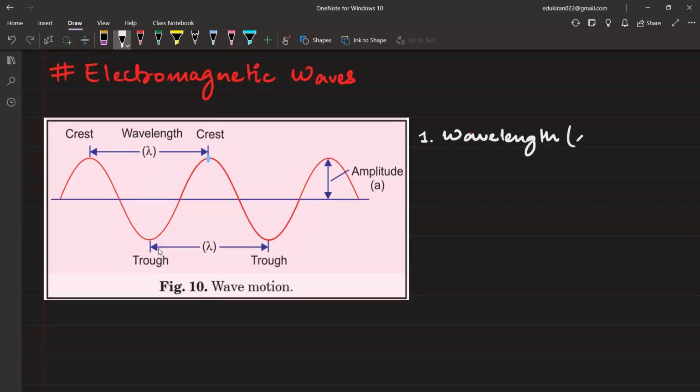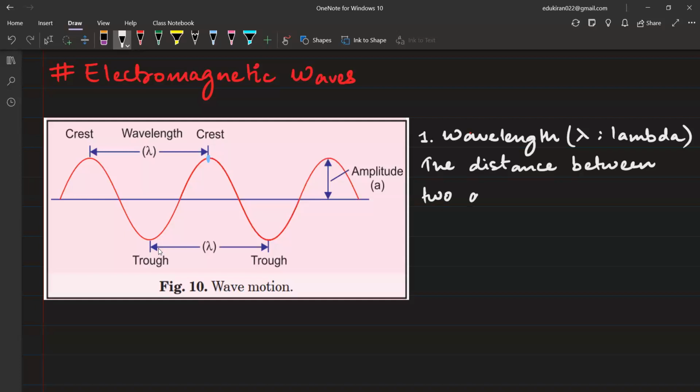Wavelength, it is denoted by what? It is denoted by lambda. What is this known as? L-A-M-B-D-A, lambda. Okay. Now what is this? The distance between two adjacent crests or troughs.